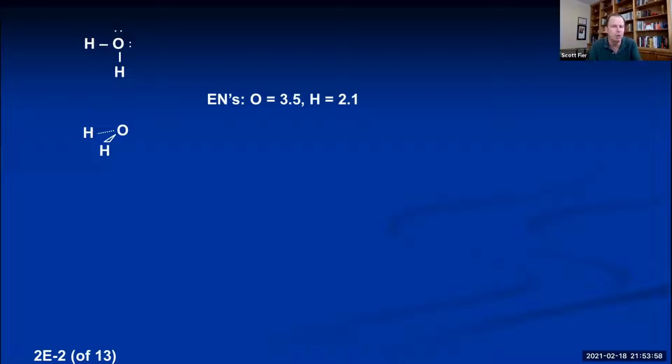It's the difference between these that you want to know. If the difference is 0, that means they share electrons evenly, and the bond is nonpolar. But this clearly is not 0; this difference is 1.4. So as long as the difference is greater than 0, these are polar bonds. And in fact, the bigger the difference, the more polar they are.